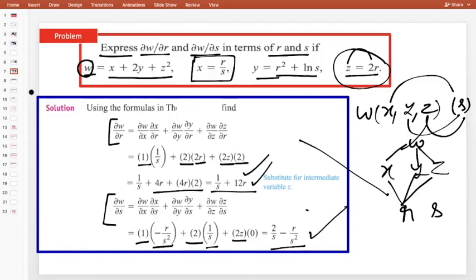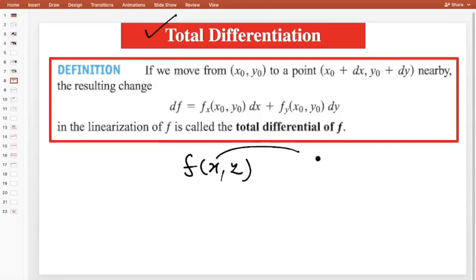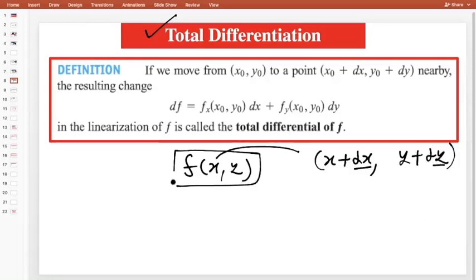Two types of problem we have seen. Now we see what total differentiation is. Just see, sometimes what happens, if any function of x, y is given, and there is a small change in x and y. After the change it will become x plus dx, and y plus dy. This is the small change, dx and dy, right? So they ask what is the total change in the function. Total change in the function, how can we calculate?